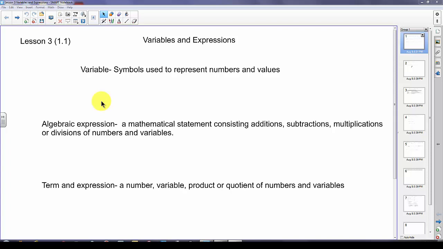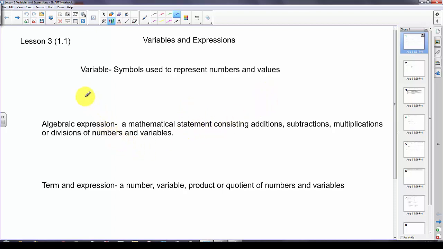So today we move into some of the intro algebra part of the course. First thing we're going to talk about is variables and expressions. That's going to be the concept of today. So what are variables? Variables are basically symbols used to represent numbers and values, as it states in this sentence here.